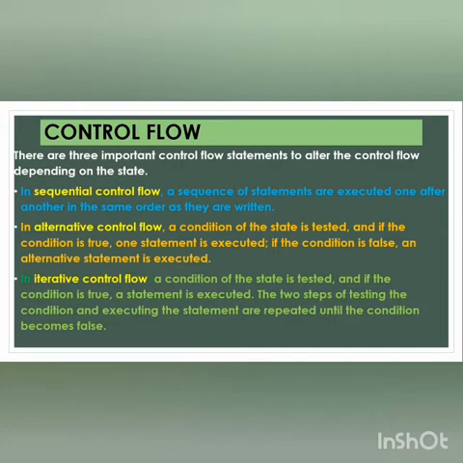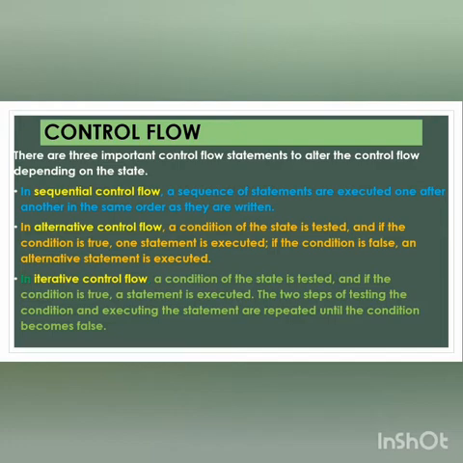The second one is alternative control flow. Here, the condition of the statement will be tested first. If the condition is true, the statement will be executed. In case the condition is false, an alternative statement will be executed. So, alternative control flow is like an if-else statement. If the condition is true, the true block will be executed. If the condition is false, the true block will be skipped and the alternative statement, that is the else block, will be executed. This is called alternative control flow.